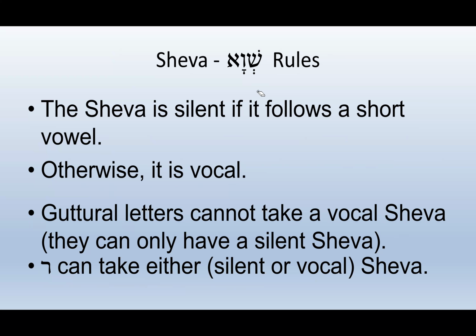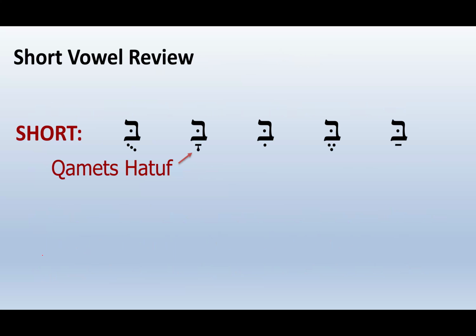Gutturals cannot take a vocal Shva. They can only have a silent Shva. We said that Resh is not exactly the same as the gutturals because Resh can take either silent or vocal Shvas. When it comes to Dageshes, they follow the gutturals. The Resh follows the gutturals. When it comes to Shva, this is why the Resh is not a guttural, because it can take either.